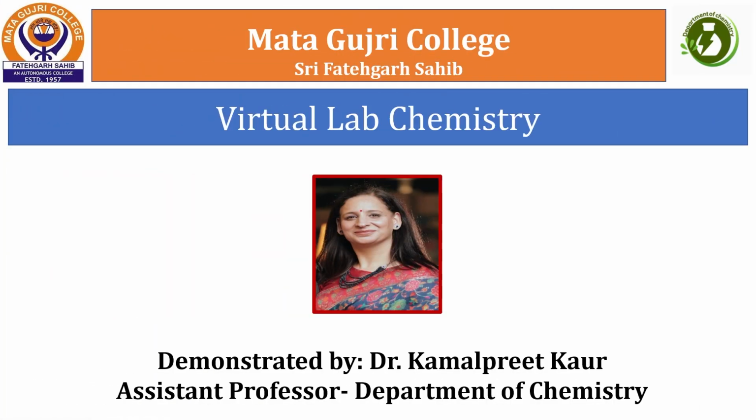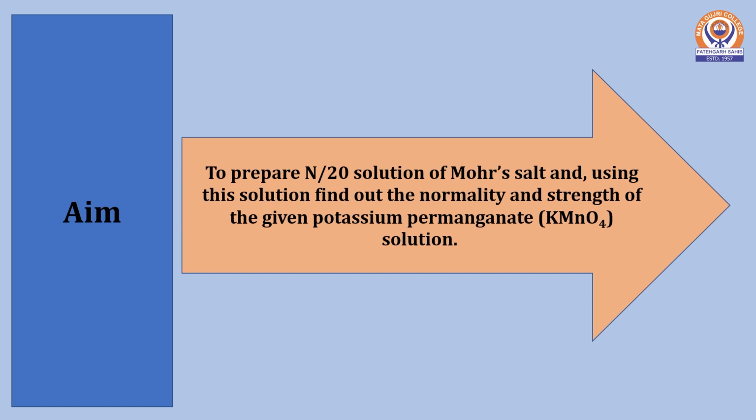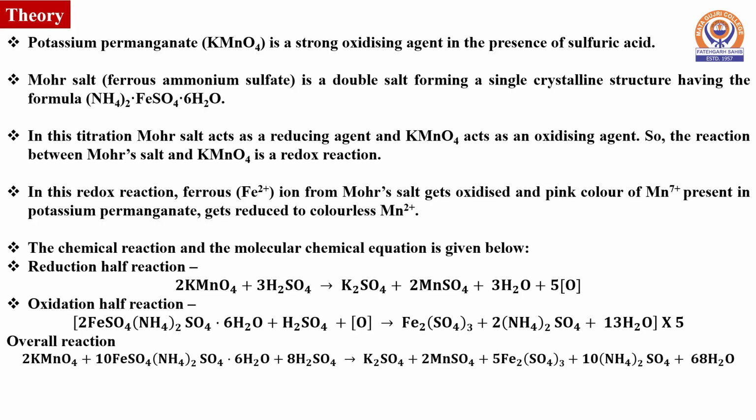Dear students, in this video, we will learn how to prepare a standard solution of N by 20 Mohr salt and using this solution how to determine the normality and strength of the given potassium permanganate solution. The theory about the experiment is that the reaction between Mohr salt and potassium permanganate is a redox reaction.